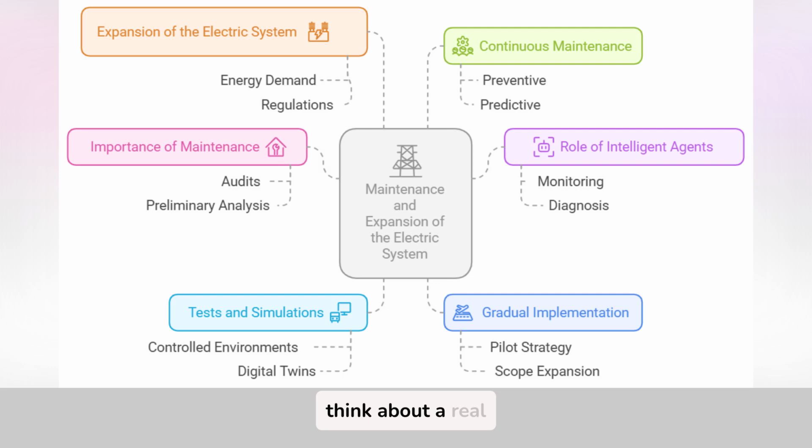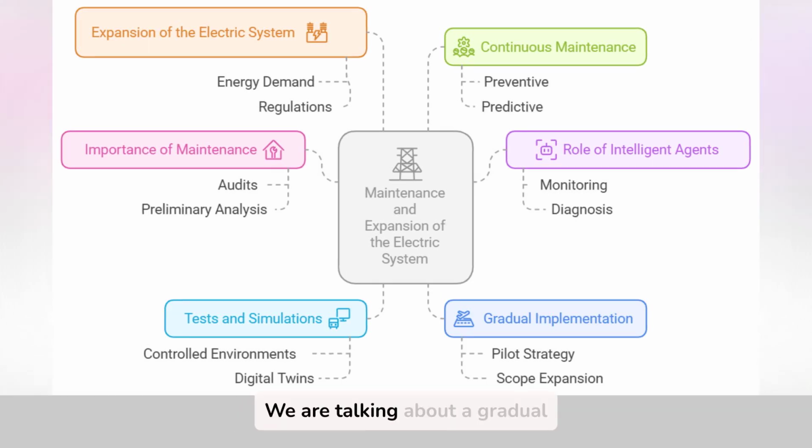Now, if we think about a real implementation, what would be the process? We are talking about a gradual deployment. This involves starting with a pilot, where one or several transformers are monitored to adjust strategies and ensure that everything works as expected. We then expand the scope and synchronize the new equipment with the existing network. The key is to adjust the plan based on the data obtained.